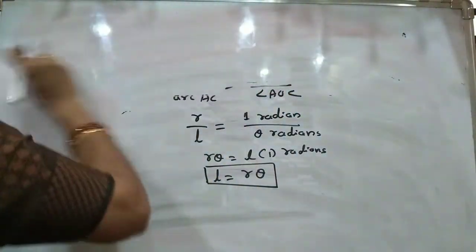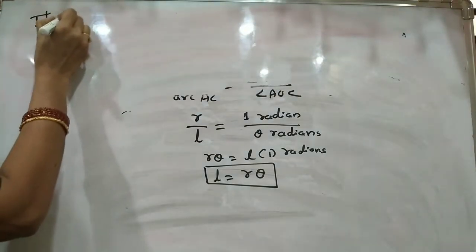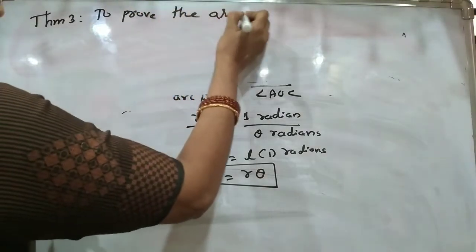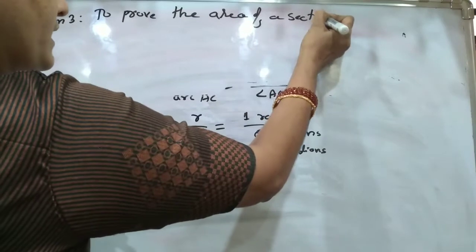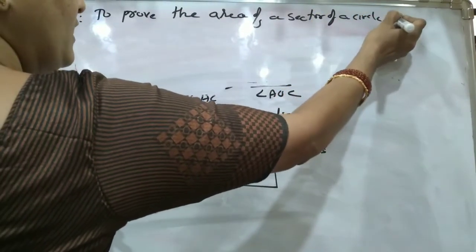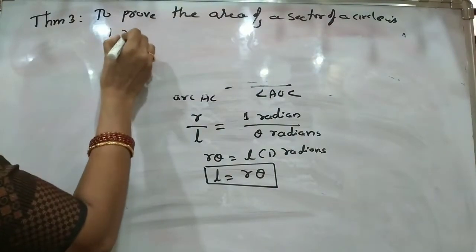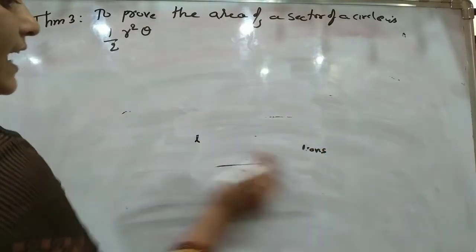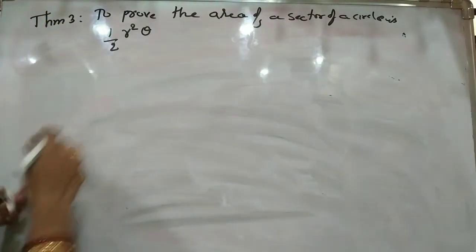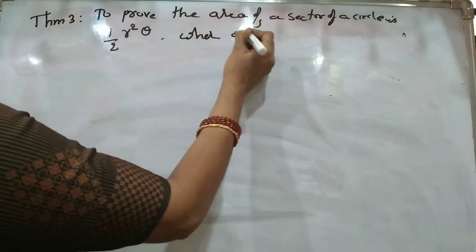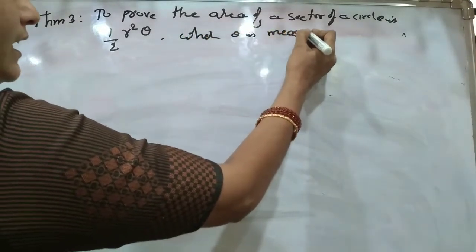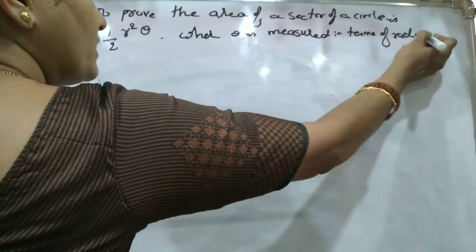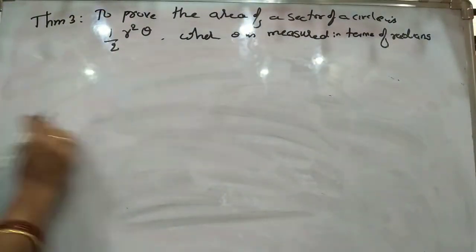Now, I consider one more theorem. Theorem 3. To prove the area of a sector of a circle is half r square theta, where r is the radius of that circle and theta is the angle subtended by that sector at the center, where theta is compulsorily measured here also in terms of radians. In your 10th class you have already proved this theorem in terms of degrees, that there is theta over 360 times pi r square like that.